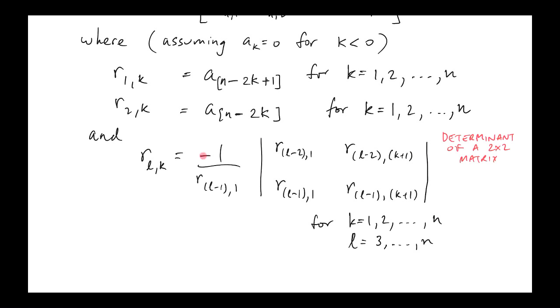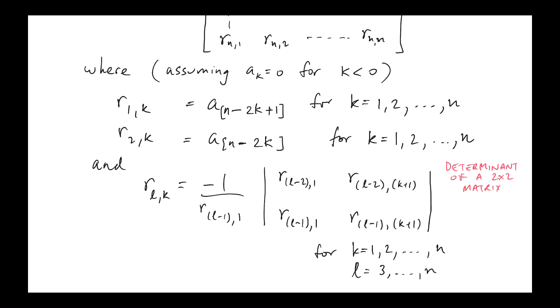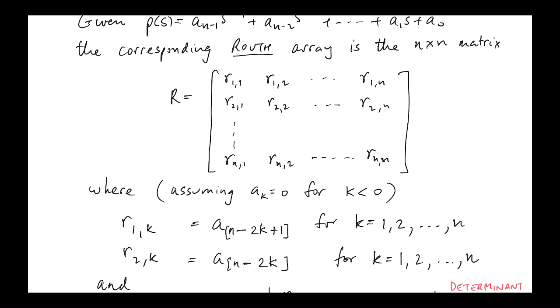So you've got minus 1 divided by the pivot, okay? So the pivot is always the entry in the row immediately above and most to the left. Okay, so for the third row, that's the pivot. For the fourth row, it'll be the 3-1 entry that's the pivot. For the fifth row, it'll be the 4-1 entry that's the pivot. Okay?